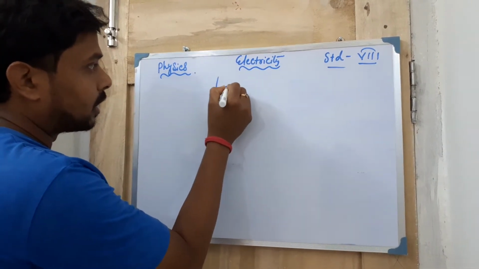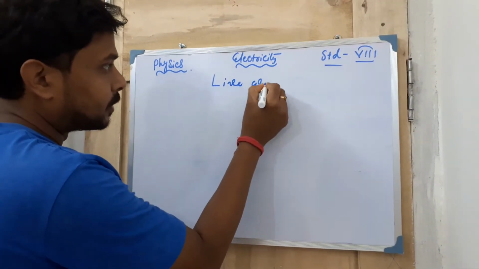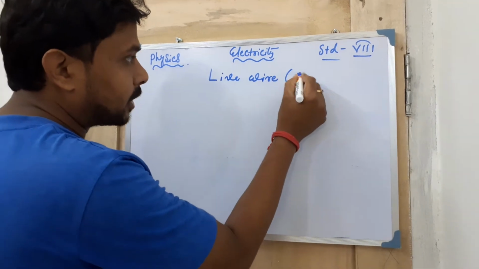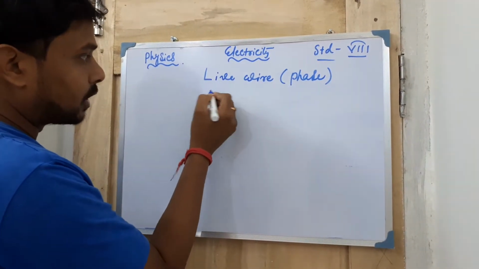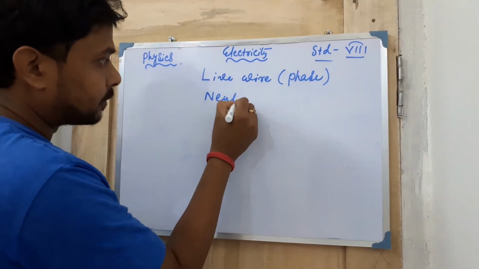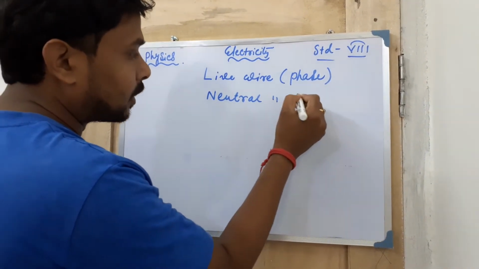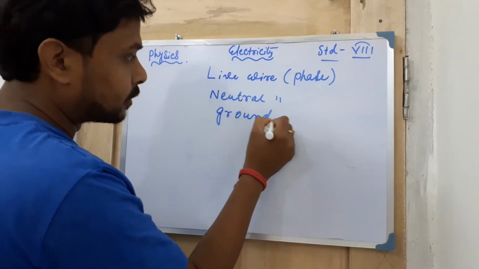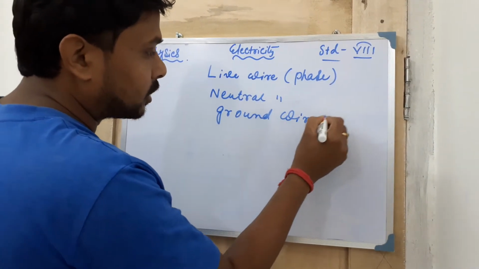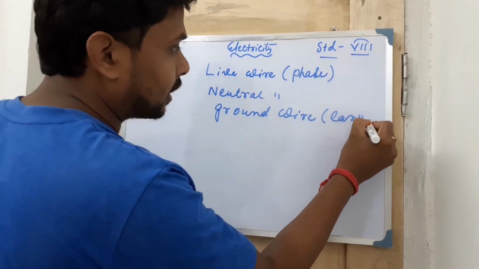One is called the live wire, or it is sometimes called the phase wire. Okay. Second one is the neutral wire. Okay, and third one is the ground wire, or sometimes it is called the earth wire also.